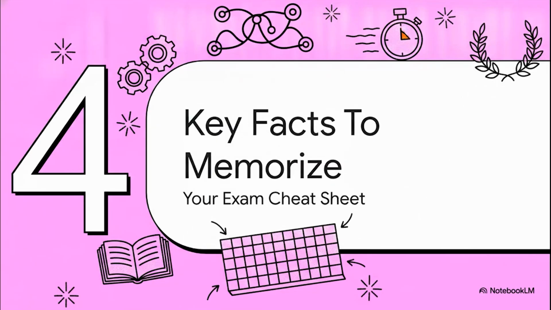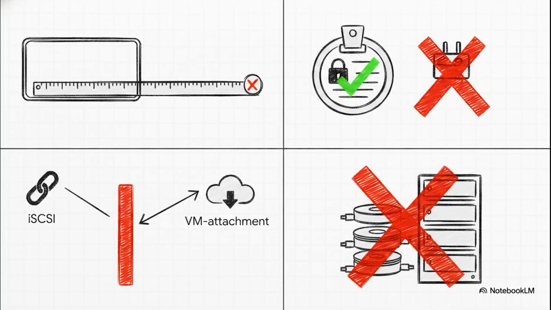Section 4. Key facts to memorize. All right, let's lock all of this in. Consider this your ultimate rapid-fire cheat sheet for the volume group subtopic right before you walk into the testing center. Rule 1. The naming limit is exactly 75 characters maximum. Rule 2, for your allow list, it is client IQNs only, never ever IP addresses.